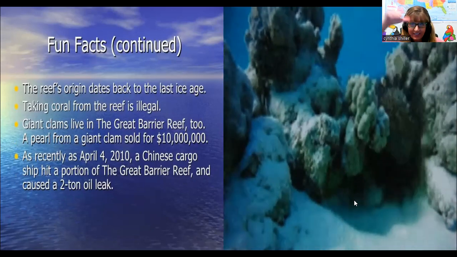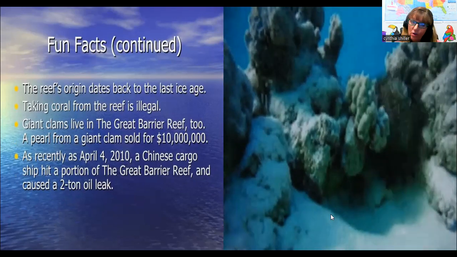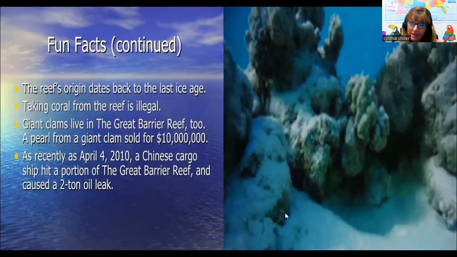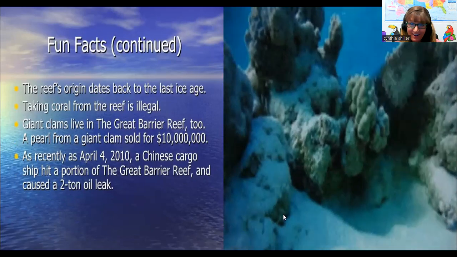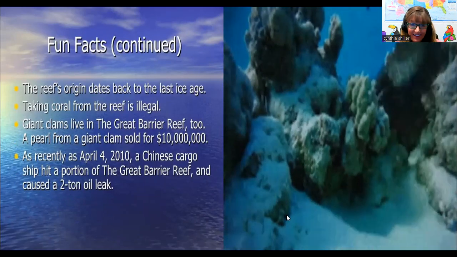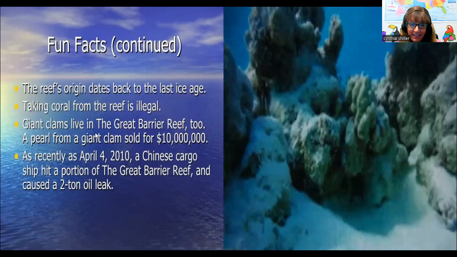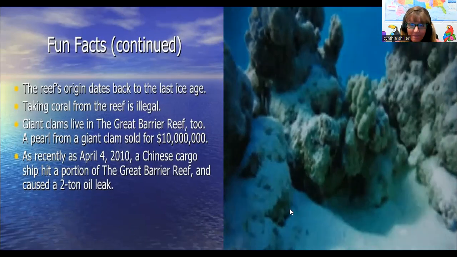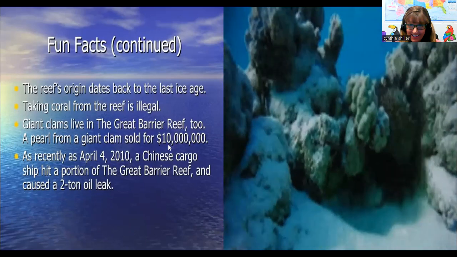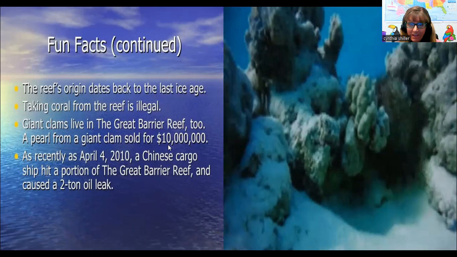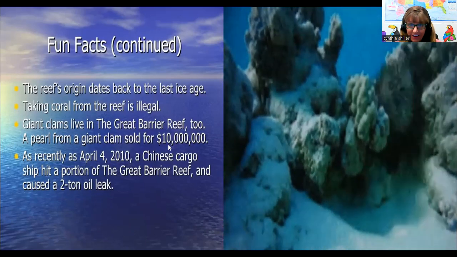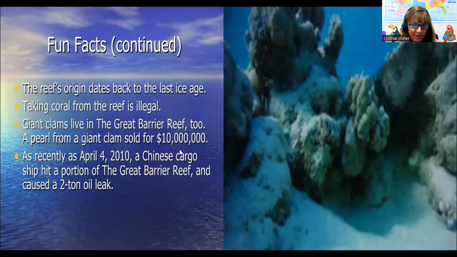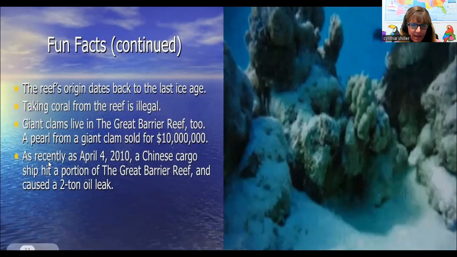And what do you think? Yes or no? Are we allowed to take coral from the barrier reef? Oh, we better not, because it's illegal. So there are some giant clams that live inside this Great Barrier Reef. And there was a pearl from a giant clam that sold for, what do you think, more than $1,000? $10 million for a pearl. That's how large those clams were, that have that big of a pearl.